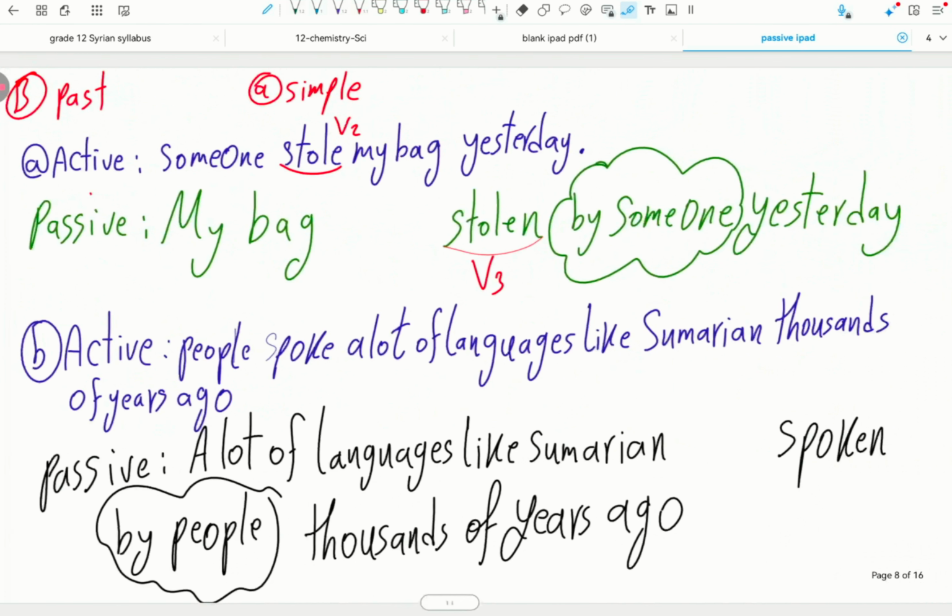But the other preference should be in accordance with the object. So my bag takes was. If the sentence was my bags, I use were, because we use were for plural and was for singular nouns.